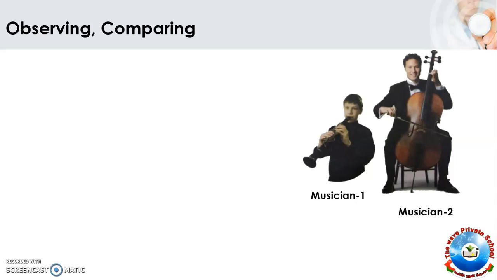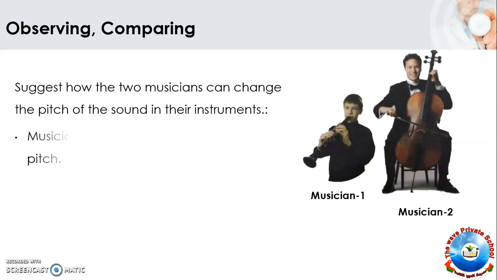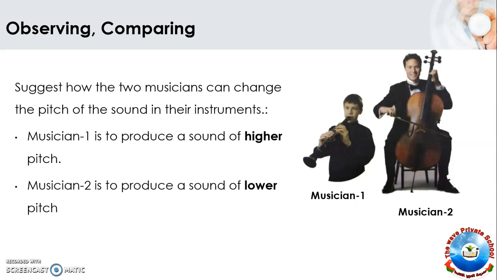Next, you have a question. Observing, comparing. Here, you have two musicians. Musician 1, musician 2. Suggest how the two musicians can change the pitch of the sound in their instruments. Musician 1 is to produce a sound of higher pitch. Musician 2 is to produce a sound of lower pitch. Say the answer.